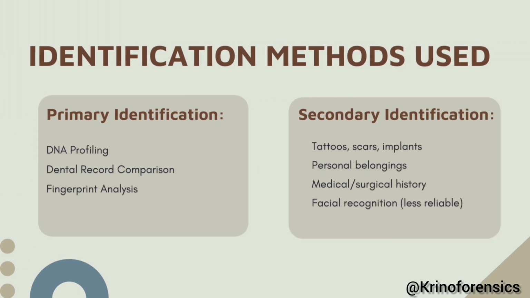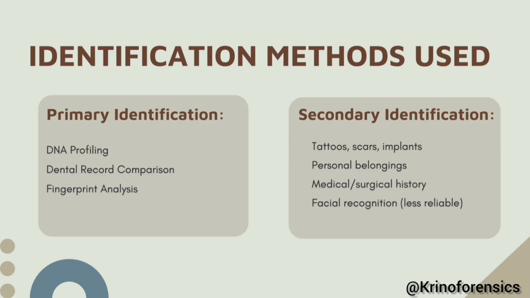Methods used in disaster victim identification. Primary identification refers to the most accurate and reliable method of identifying an individual, which is often based on unique biological markers that can be directly compared. Primary identification methods include DNA profiling, which helps to compare genetic material to identify individuals, dental record comparison, and fingerprint analysis.